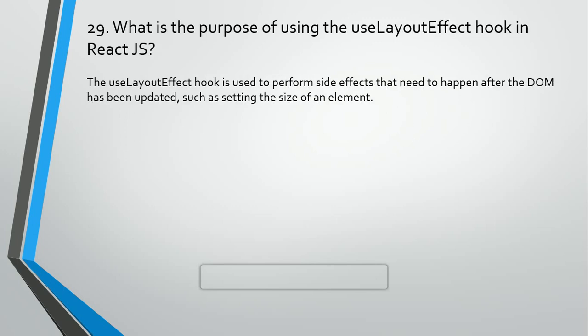So question number 29, what is the purpose of using the useLayoutEffect hook in React.js? This is another hook. For diving in detail, you can watch a separate video on this topic as well. It's important, but let's look at the definition. The useLayoutEffect hook is used to perform side effects that need to happen after the DOM has been updated, such as setting the size of an element. Maybe you get an overview of useLayoutEffect, but to know it in detail, you should watch a separate video on this.